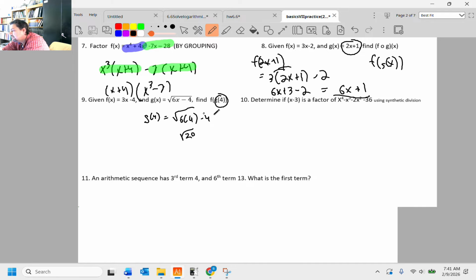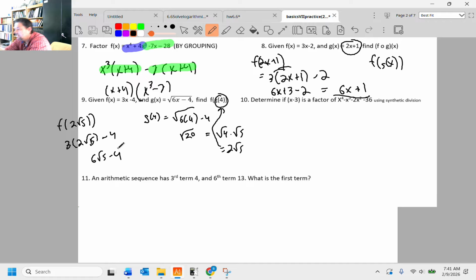Let's go ahead and simplify the radical here. This is the root of 4 times the root of 5, which is 2 roots of 5. So our new goal, now that we have figured this piece out, is to figure out what f of 2 roots of 5 is. Well, that's a 3, there's an x, she becomes 2 roots of 5, and then take away 4. 3 times 2 roots of 5 is 6 roots of 5. And then we're done. And I'm done too, because that was the bell for classes to start.